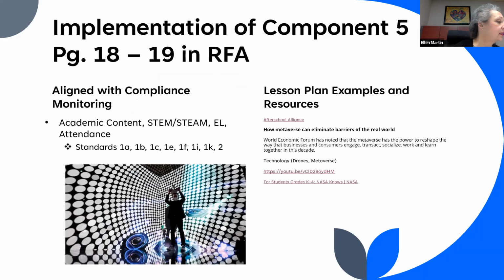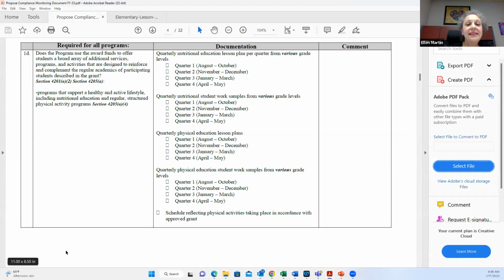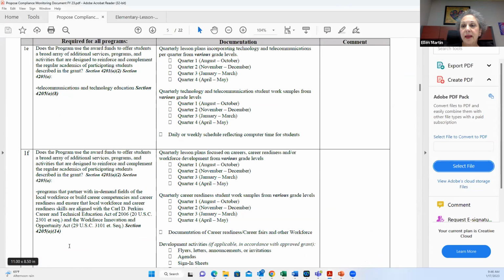All right, 1D wasn't on there, 1E. Technology and telecommunications. This is not just going to the computer lab. So many times we see computer lab time on a schedule, but what are they doing in that computer lab? Are they just playing a game? What skill are they learning with telecommunications? And I think Annette said it a while ago with the drones and the things. Those are the things we need to be looking at with teaching kids how to use that technology and those telecommunications. Also work samples along with this for each quarter.